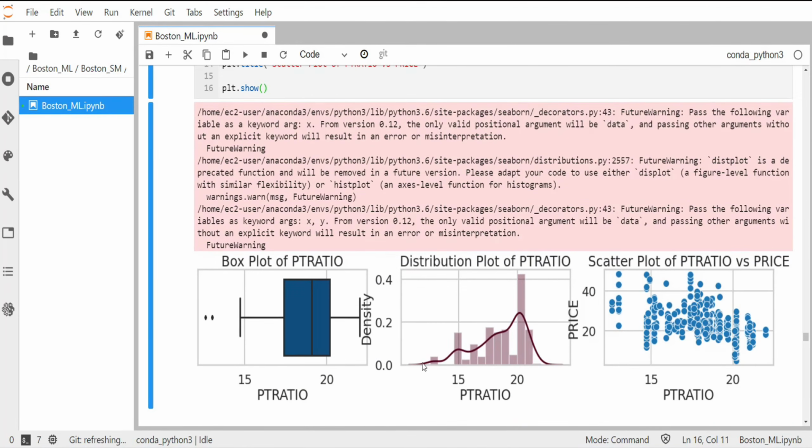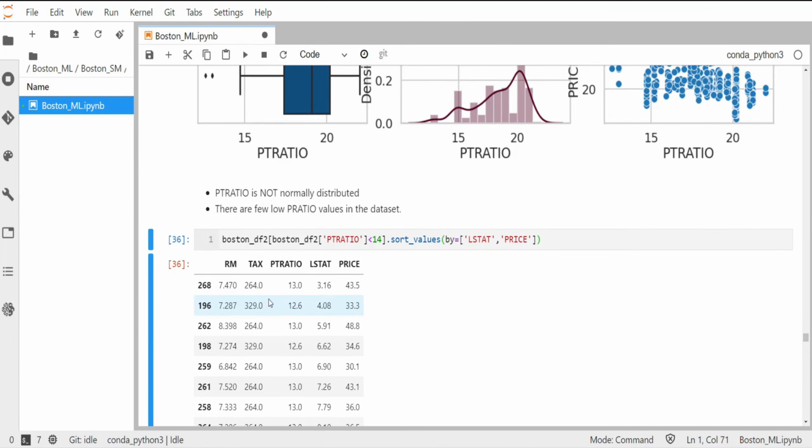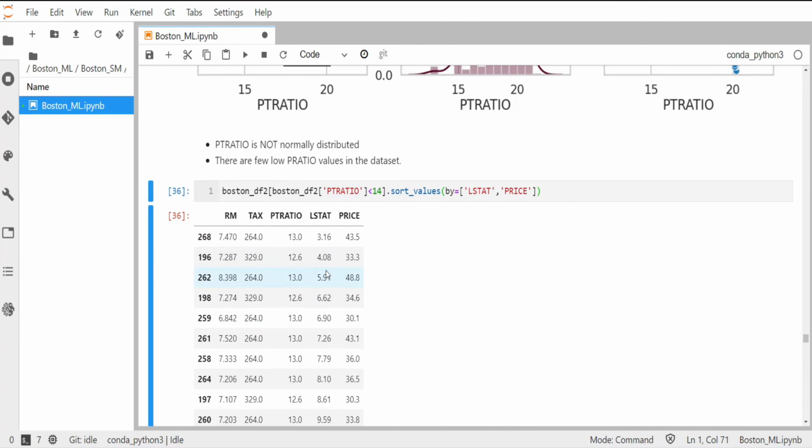So here we see that PT ratio is not normally distributed and there are few low values in the dataset. Let's look at those values lower than 14. It can be seen that the PT ratio values for all these are almost the same.